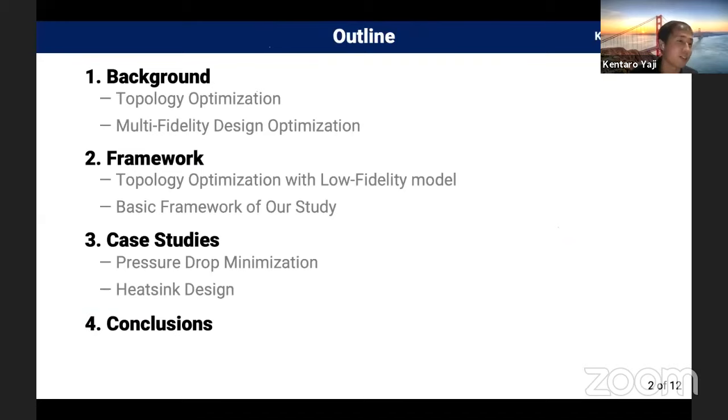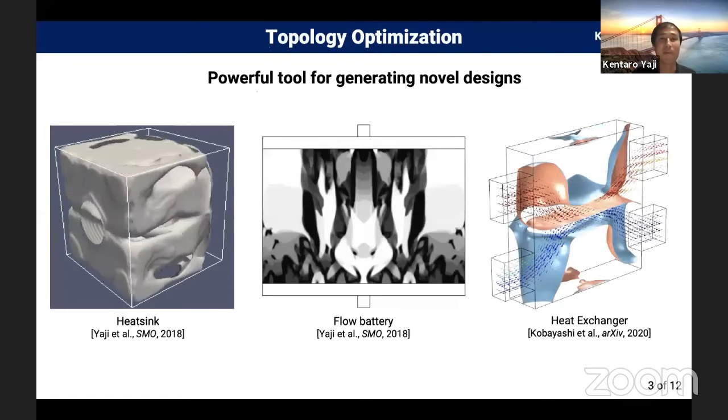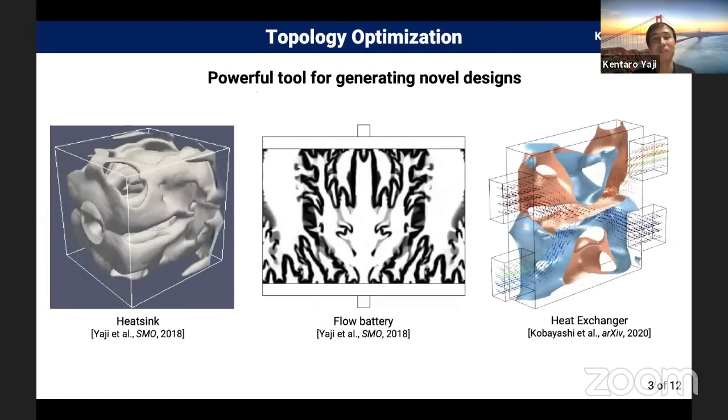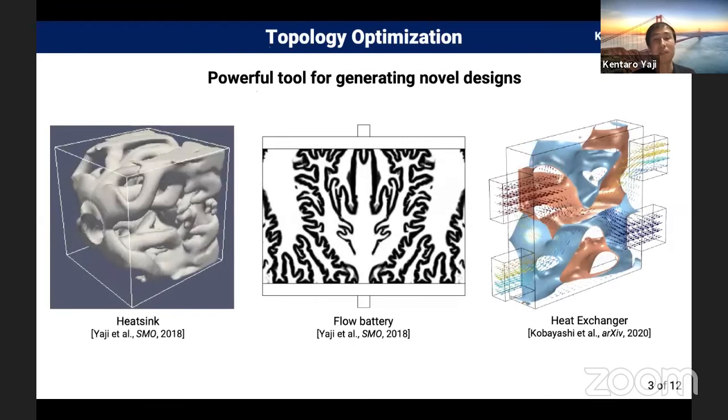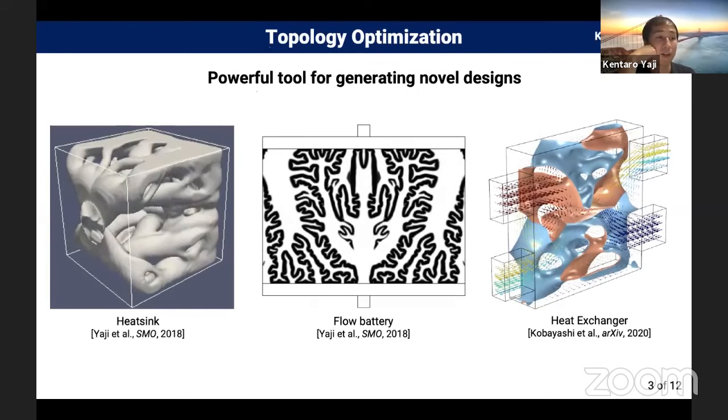Here is the outline of my talk today. The time is limited, so I present only the key points in our paper. As numerical examples, two optimization problems dealing with turbulent flows are introduced today. As you know, topology optimization is a powerful tool for generating novel designs. These are our previous works. As you can see, very interesting structures can be obtained by topology optimization.